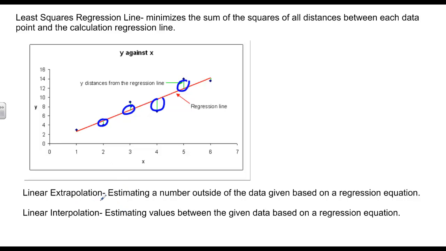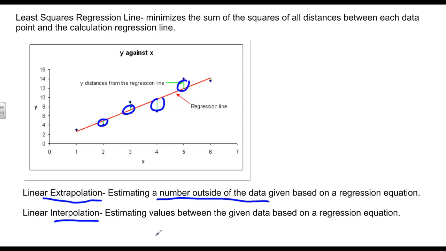We do a couple of things with this data once we get it. We can do extrapolations and interpolations. An extrapolation is estimating values that will happen based on the data already given to us, and when we estimate those values, it will be of numbers outside the data region that we've been given.